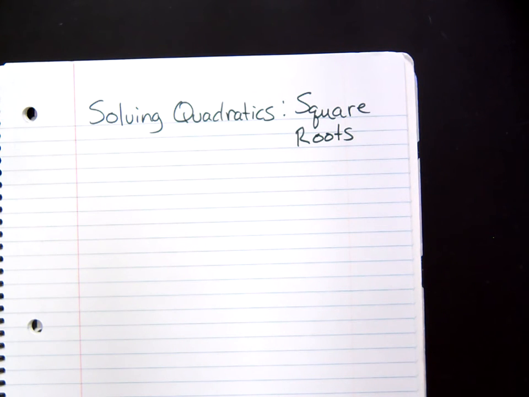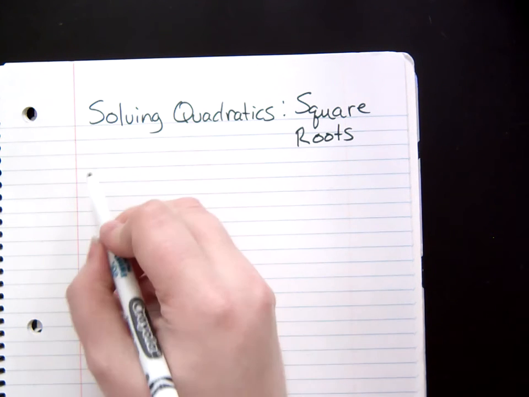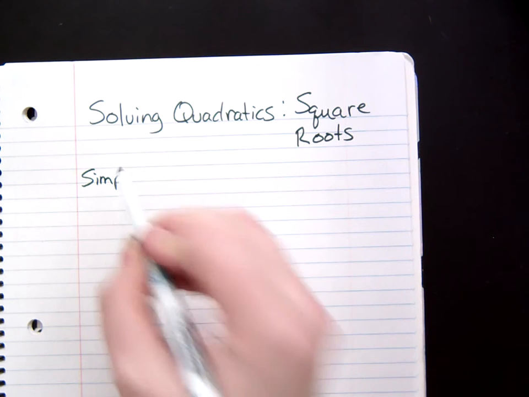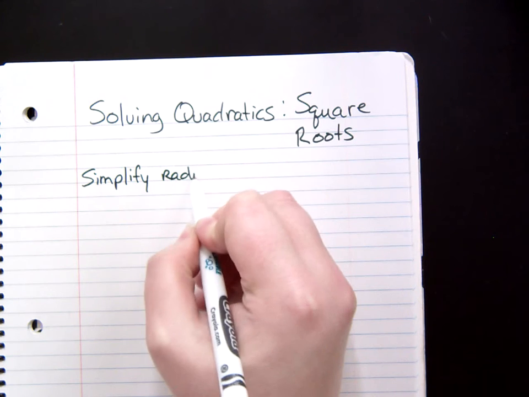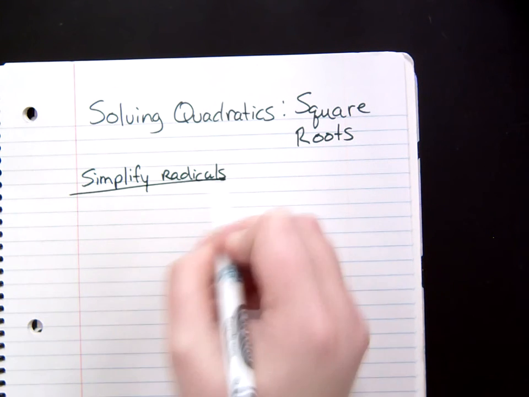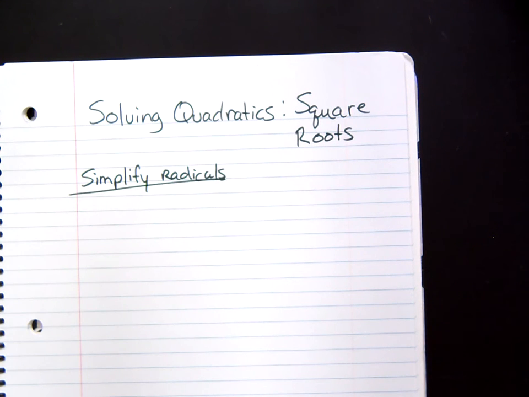In this video, we're going to look at how to solve a quadratic with square roots. Before we do that, though, I'm going to give a little refresher on how to simplify radicals. First of all, if you're not familiar with that term, a radical is your square root symbol. But it doesn't necessarily have to be a square root. It could be a cube root, a fourth root, something like that. We're going to be doing square roots here because it's quadratic.